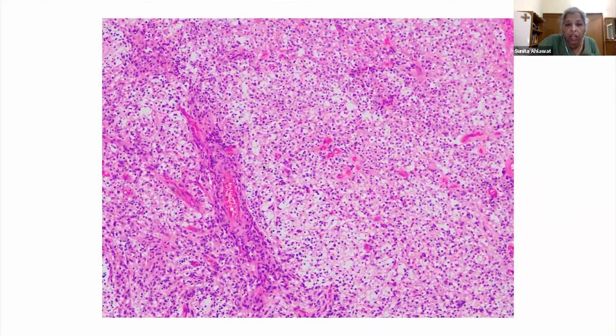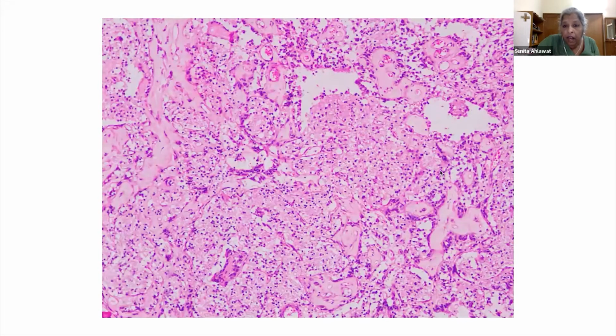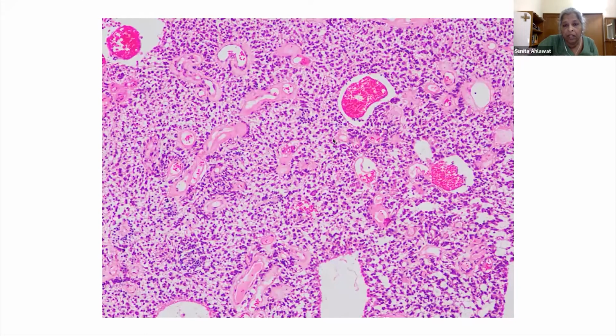This is almost looking like oligodendroglial like area. Again, this is looking like a papillary glioneuronal tumor, hyalinized blood vessels which are surrounded by the small cells. This area is looking like a neuroepithelial tumor with hyalinized blood vessels.